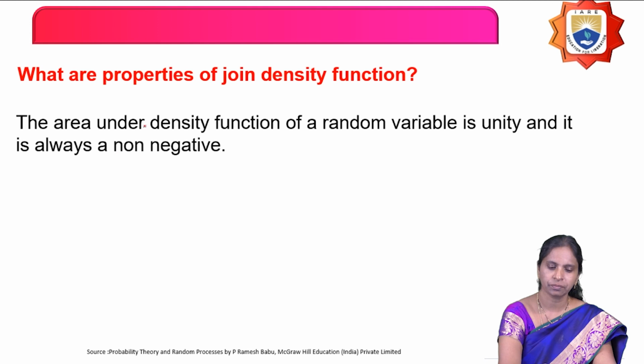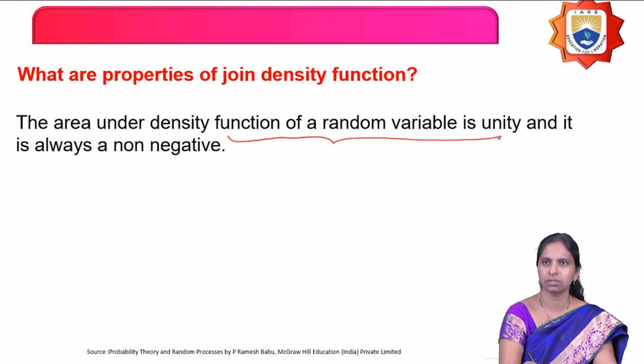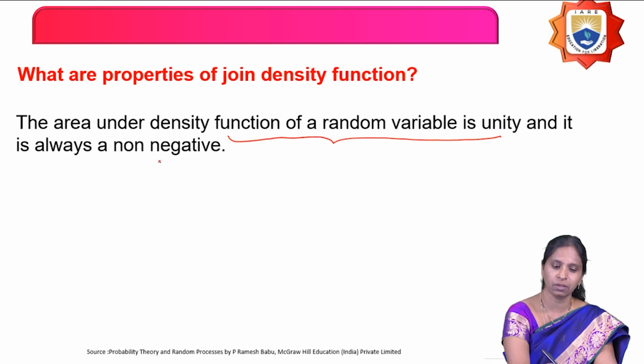Next, what are the properties of the joint density function? The first property, which you have seen already: the area under the joint density function is equal to unity, or 1. And the second one is that it is always a non-negative number. The joint density function of two random variables, or of n random variables, is always a non-negative value.